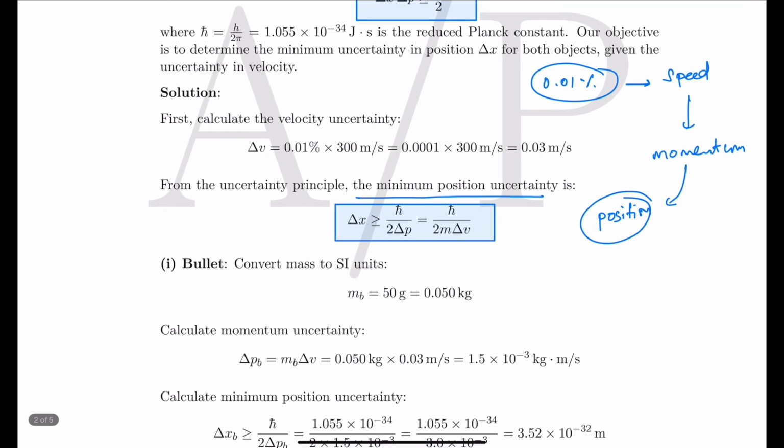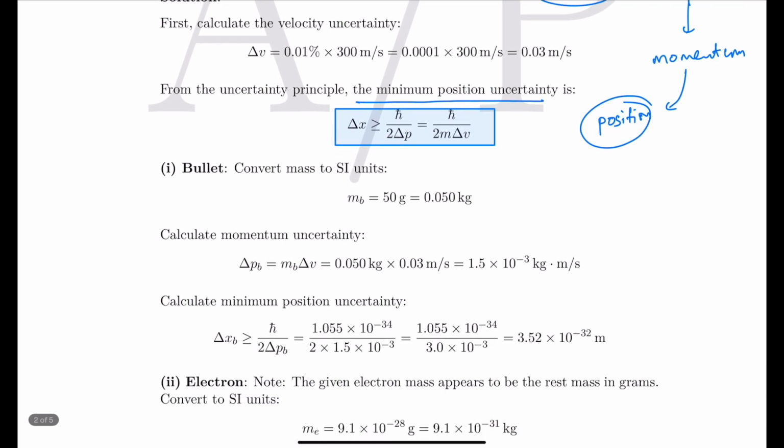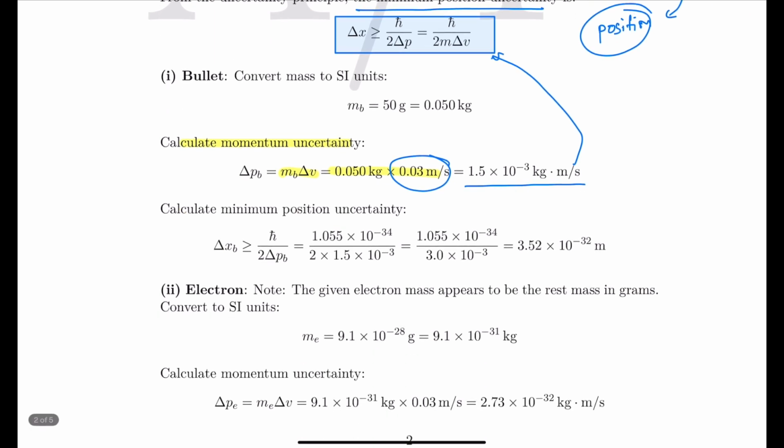Now we will just find the momentum uncertainty. It is m times delta v, and delta v is 0.01% of 300, which is 0.03 meter per second. This is the uncertainty in the momentum, and when you put it here, you will get the uncertainty in the position. So the uncertainty in the position of the bullet is 3.52 multiplied by 10 to the power minus 32 meter. I am skipping the calculation part because you are all allowed to use a calculator. I think you are smart enough to do the calculation yourself, but we will cover the conceptual part here.